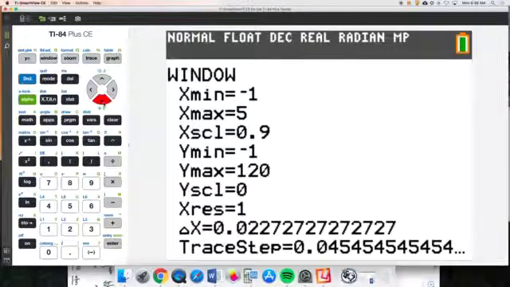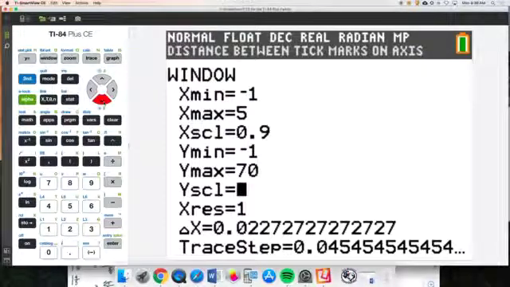And what would be an appropriate y max here? 60 is our high point, but remember, we like a little buffer. 70, 65, yeah, whatever. There's really no wrong answer there. Just don't go to like 7,000. Otherwise, you're not going to see your graph. Y scale, 0, 1, it doesn't matter. I like to put it at 0. Okay, so here we go.